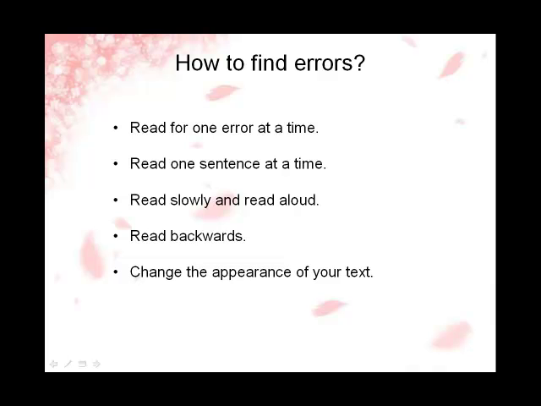It is found useful to change the appearance of the text. If you write on a computer, you can print out a hard copy or change the color and size of your writing to make your writing look unfamiliar. Another good technique is to circle or highlight areas that you know are problems for you. So you can use a color pencil to highlight, for example, all the verb tenses or articles, and then read them carefully to see if they are correct.